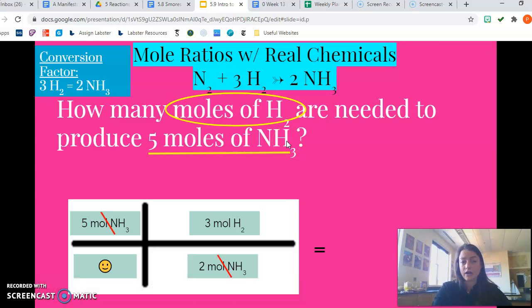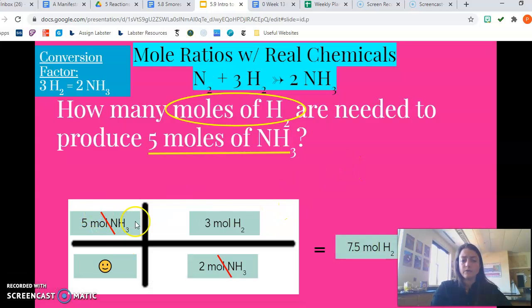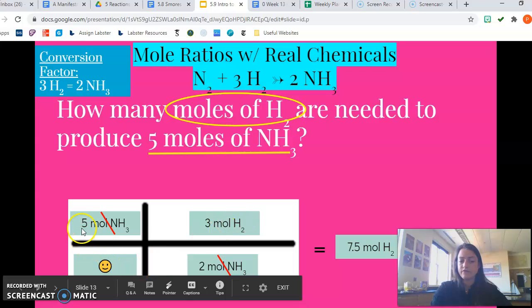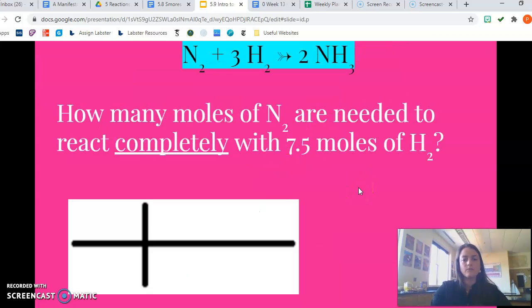We can cancel out our units for our moles of NH3 because that's not what we want. And then we can multiply across the top and divide by the bottom. So 5 times 3 is 15, divided by 2 is 7.5. So 7.5 moles of H2 are going to be needed to produce 5 moles of NH3. Okay? Let's do a couple more.